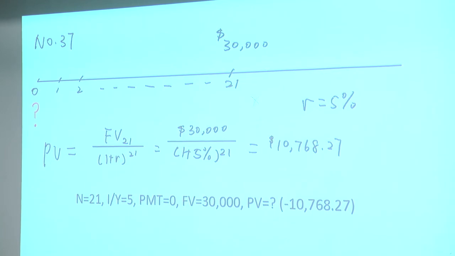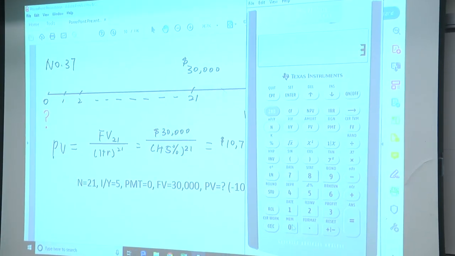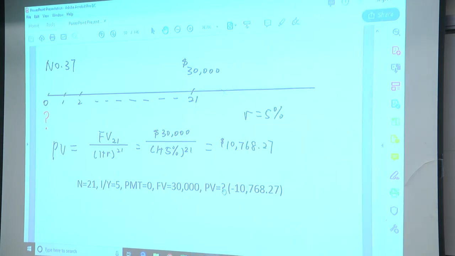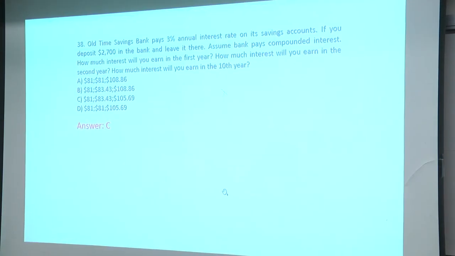All right. So let me show you again how to do that on the calculator. 30,000. No payments, right? You set aside one big chunk of saving, and that's it. Let it accumulate 21 years. 5%, 21. So this means you have to pay this much to receive 30,000 in 21 years. So the negative sign matches the positive later.